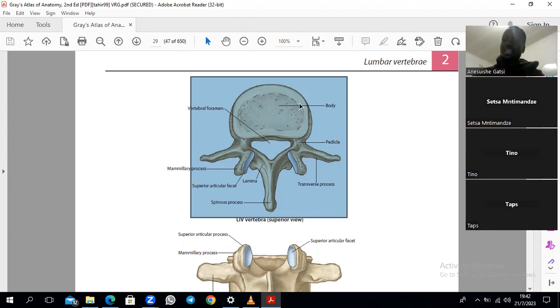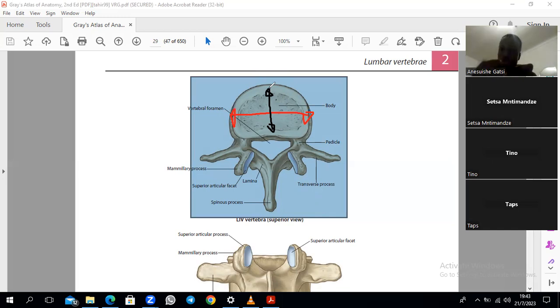Right? And you can see that the transverse diameter for your lumbar vertebra is greater than the anteroposterior diameter. These are just some things that you can see from a picture without needing anyone to tell you. And since I said they are larger than thoracic vertebra, it is due to the fact that they are weight bearing.